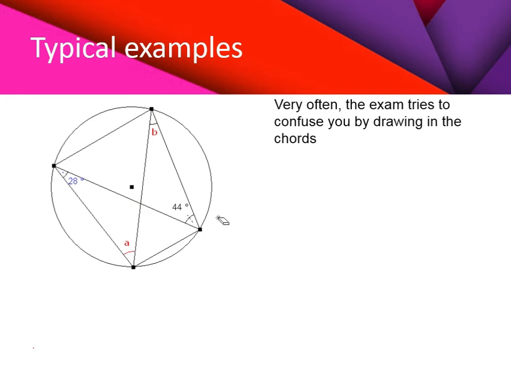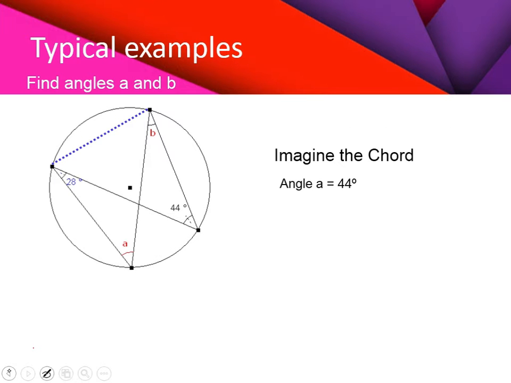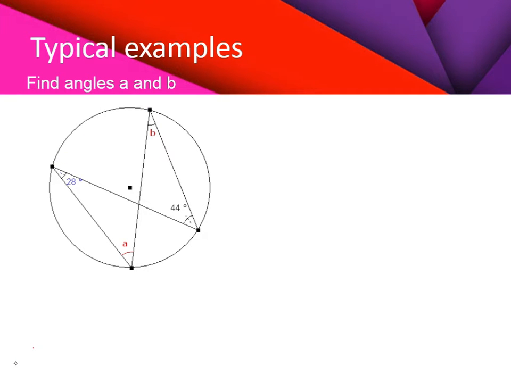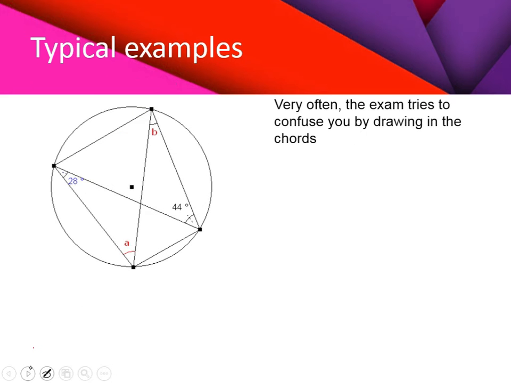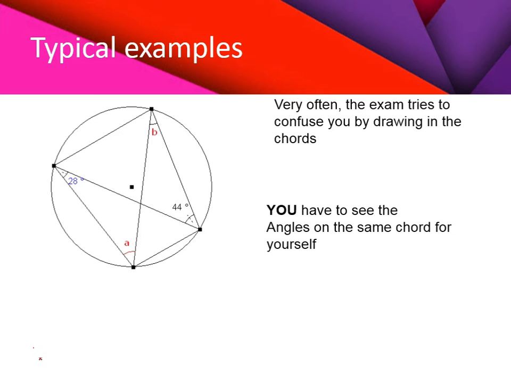See that if you draw these lines, because in the previous one this line was not drawn, when we check the actual question, see this line was not drawn here. So if we draw these lines, it will help us to find the angles. Very often the exam tries to confuse you by drawing in the chords. So when you draw these lines, it will be helpful for you. You have to see the angles on the same chord for yourself.